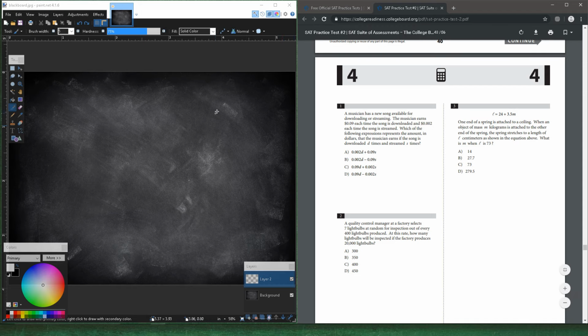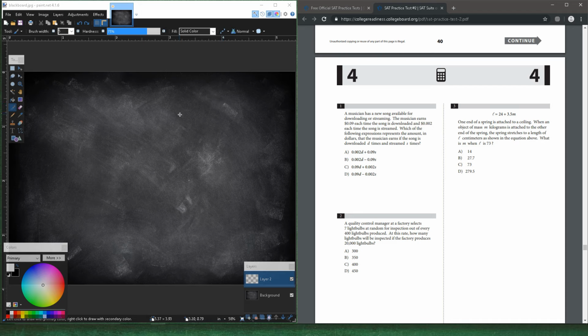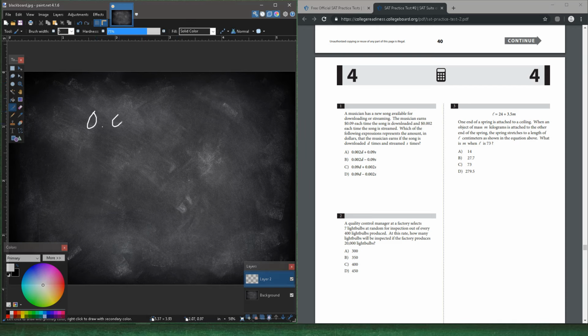A musician has a new song available for downloading or streaming. A musician earns 9 cents each time a song is downloaded and 0.2 of a cent each time the song is streamed. Which of the following represents the amount of dollars the musician earns if the song is downloaded D times and streamed S times? Okay, so downloaded is 0.09 times D, and streamed is 0.002 times S. So that is the total amount of money. So the answer is C. Pretty basic question.